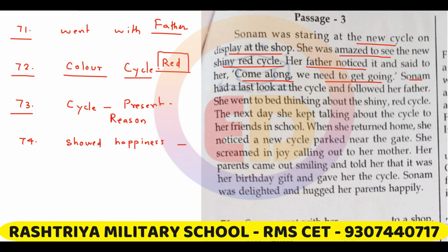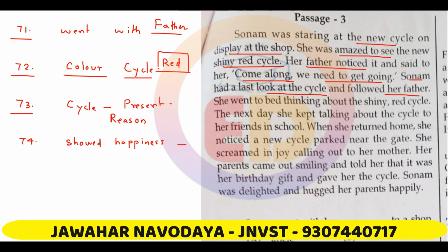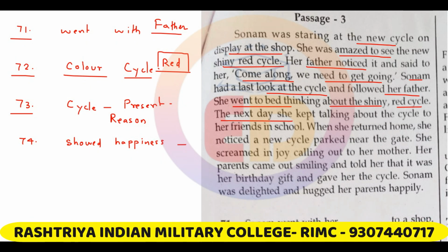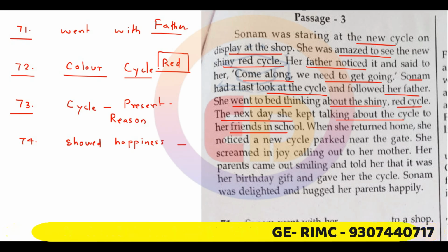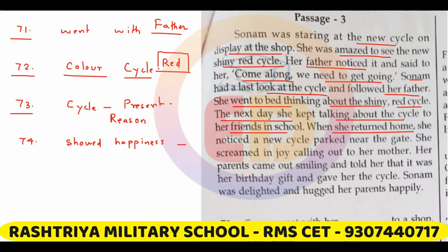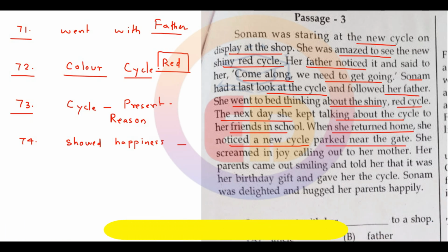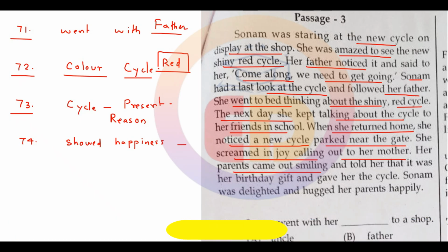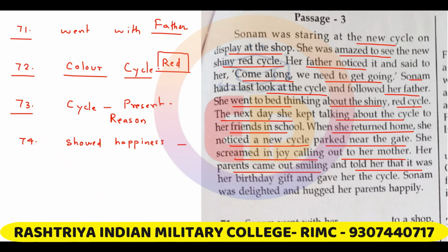Sonam had a last look at the cycle and followed her father. She went to bed thinking about the shiny red cycle. The next day she kept talking about the cycle to her friends in school. When she returned home, she noticed a new cycle parked near the gate. She screamed in joy, calling out to her mother. Her parents came out smiling and told her that it was her birthday gift.